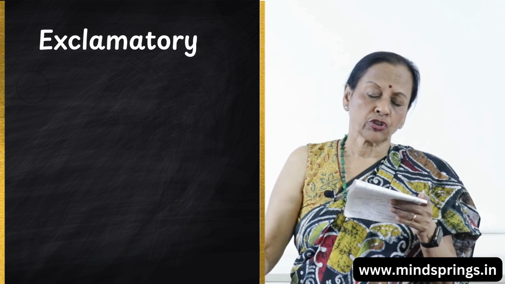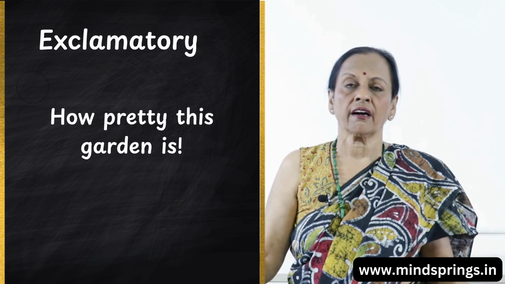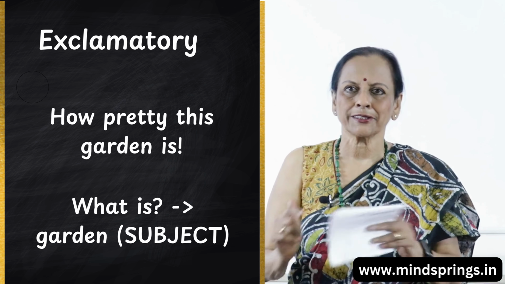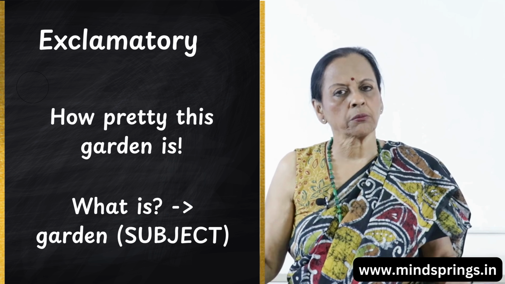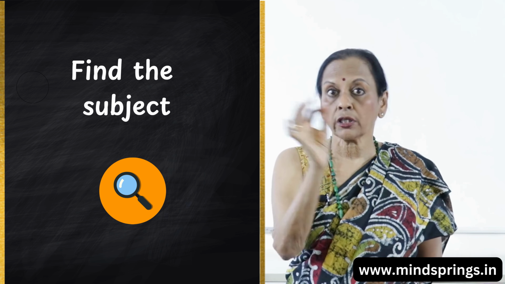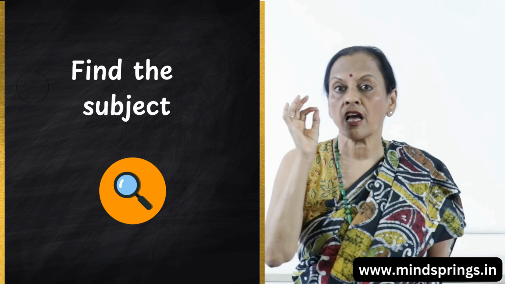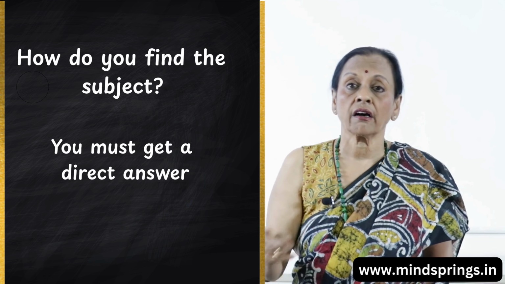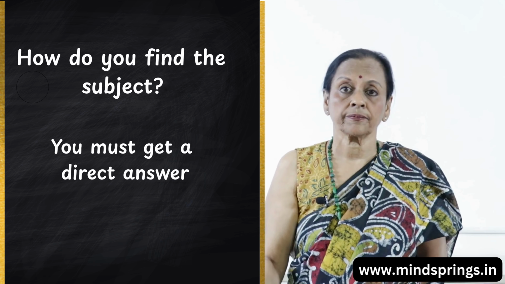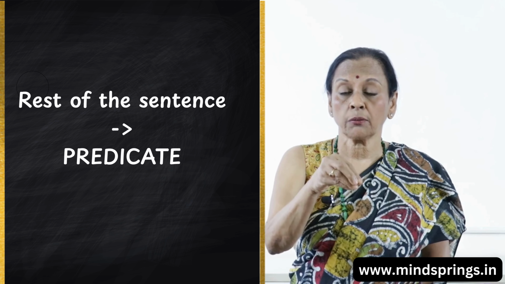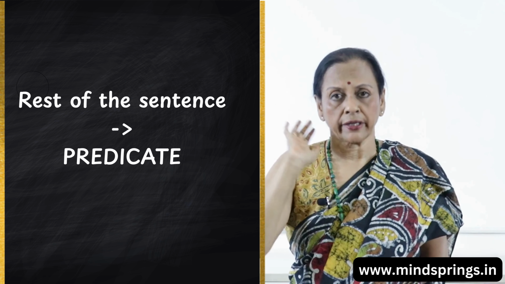And then your exclamatory. How pretty this garden is. What is? Garden is. Garden is the subject. So that also becomes very easy. So just remember, find the subject. In all these complicated sentences, find the subject. How do you find the subject? You ask who or what to the verb. You must get a direct answer. And if you get a direct answer, that's your subject. And the rest of the sentence is telling you more about that subject, and it is therefore the predicate.